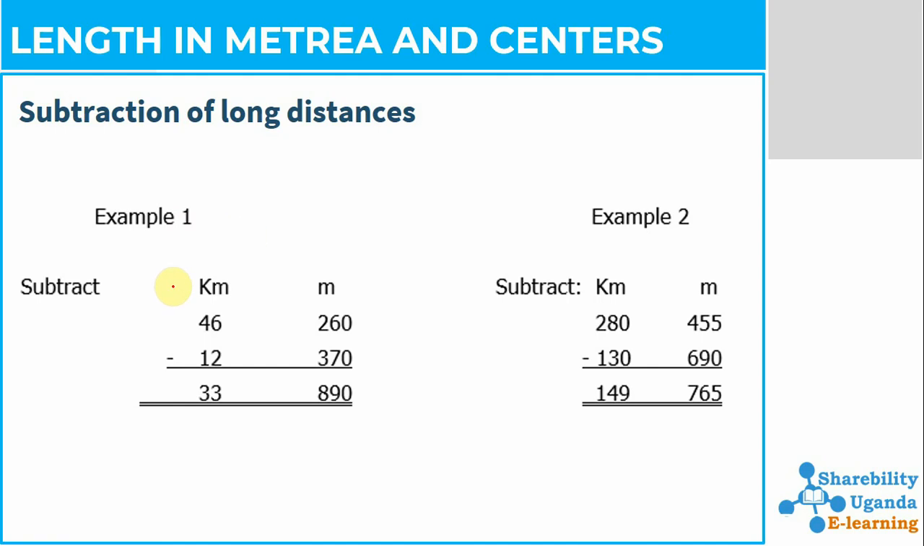So here we shall say, when they have given you maybe in a statement, please arrange them in the form such that you are not making your work not to be seen. The kilometers on their kilometers, and also the meters on the line of their meters, according to the place value. Okay, so we can now subtract 0 and 0, get a 0.